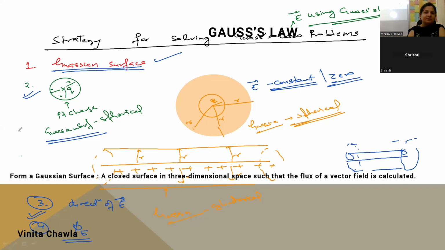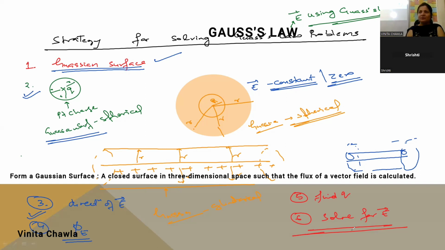Fifth step is we find the charge enclosed inside the Gaussian surface. We find the charge enclosed inside the Gaussian surface. Sixth is we solve for electric field intensity. This is the last step that we'll take. Okay? Easy?